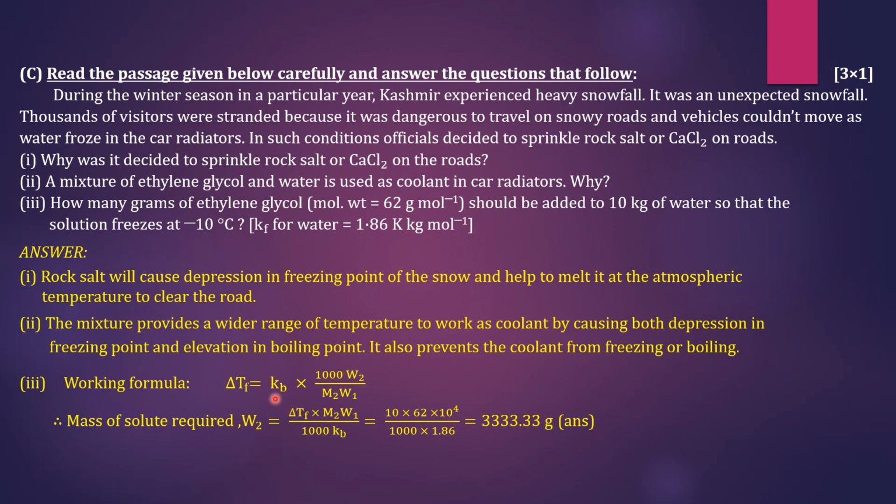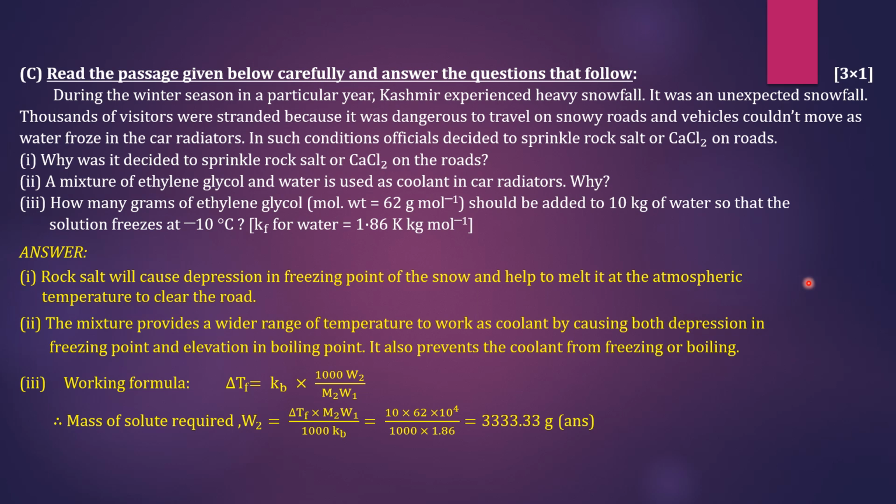So here the correct formula is, we know delta Tf equals Kf into molality. Molality is 1000 W2 by M2 W1, and just put the correct values. Here you have to calculate W2. So put the correct values and this will be the answer, 3333.33 gram. See, in the question it is clearly mentioned how many grams, so you don't need to convert it into kg. Let us come to now section B.